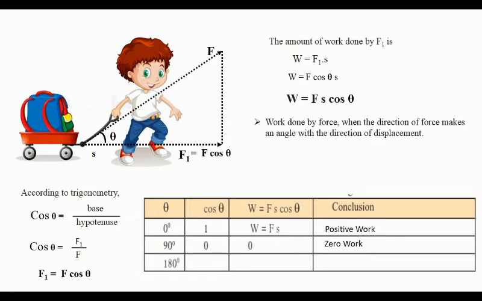Now the third value is 180 degrees, which means the force and the displacement are opposite to each other. Then the value of cos theta is minus 1. Then W equals minus Fs. The conclusion is that the work done in that case is negative. When the angle between force and displacement is 180 degrees, we say that the work done is negative.